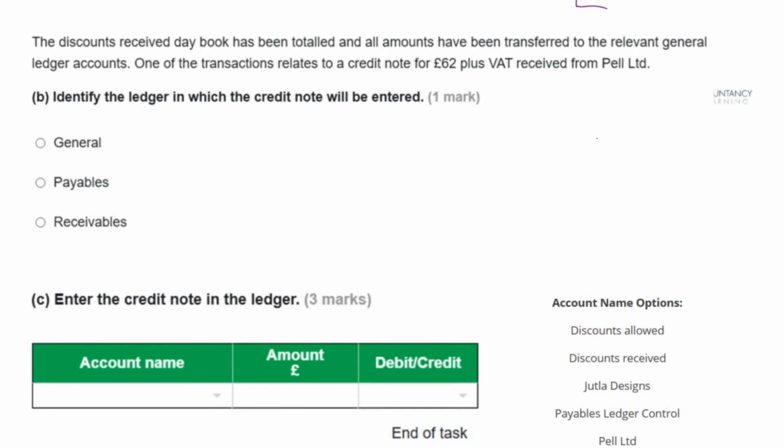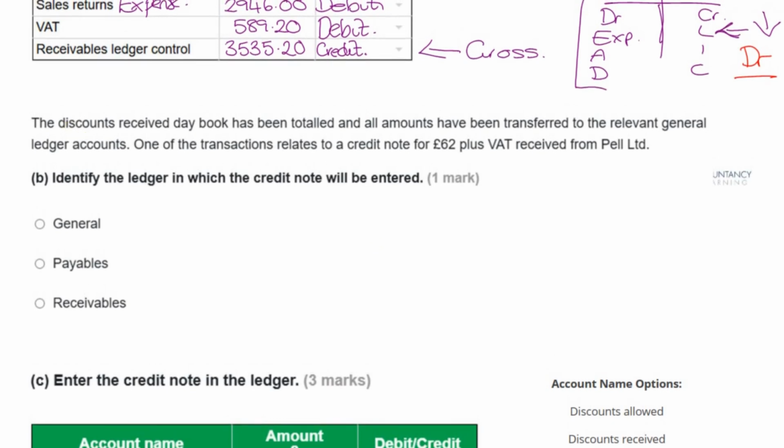The discounts received daybook has been totaled and all amounts have been transferred to the relevant general ledger accounts. One of the transactions relates to a credit note for £62 plus VAT received from Pell Limited. Identify the ledger in which the credit note will be entered. So be careful with the wording in this question. We've got the discounts received daybook, and it's already been transferred to the general ledger accounts, and we're talking about a credit note.